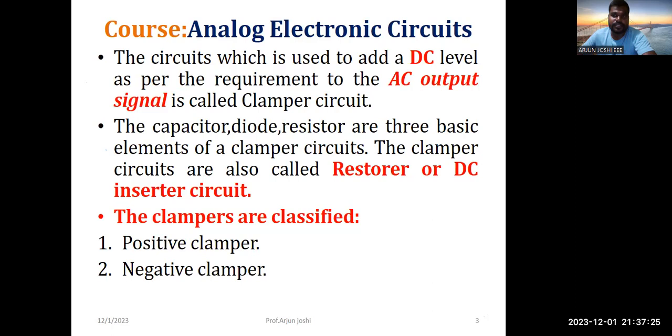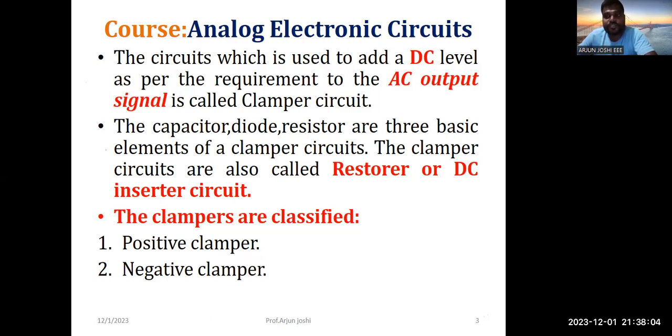First, what do we mean by a clamper circuit? The circuit which is used to add a DC level, as per the requirement, to the AC output signal is called a clamper circuit. There is an input AC signal and an output AC signal. The role of the clamper circuit is to add some DC voltage level. As per the requirement, it will add, for example, 5 volts or 10 volts of DC voltage to the AC output signal. That is the definition of a clamper circuit.